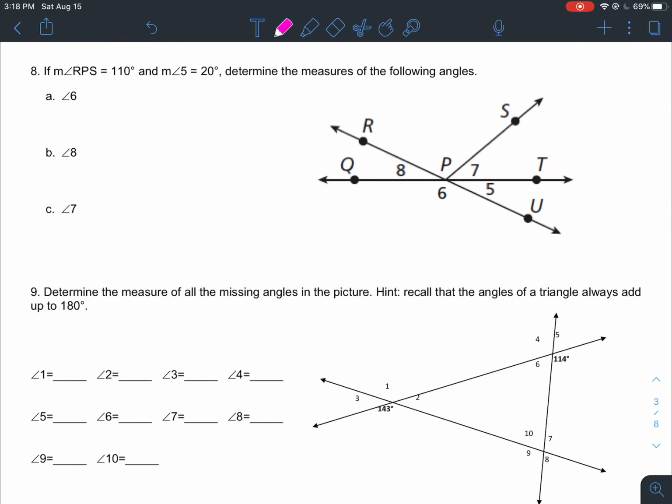Number 8. So angle RPS is 110. Angle 5 is 20. And we've got to find the rest of the angles here. So let's start with part A, angle 6. Well, I know this is a straight line right here, and I know 5 and 6 are a linear pair. So at angle 6, I'm going to do 180 minus 20, and angle 6 is 160 degrees.